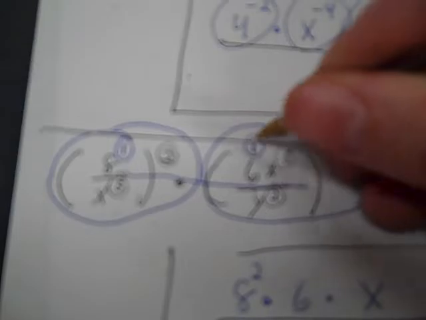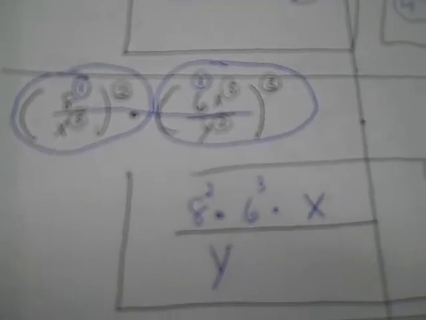Okay, so 8. Now 8 is to the 1, but that's in a circle, so we got to take 1 times 2, and that's 2. So 8 to the power of 2. Now the 6 is to the 1, but that's in the circle as well, so we need to take 1 times 3, and that's 3. 6 is to the power of 3.